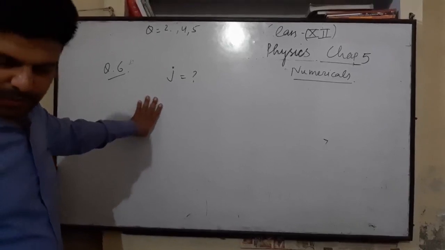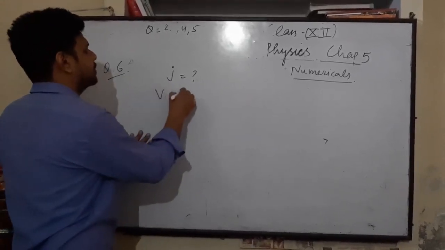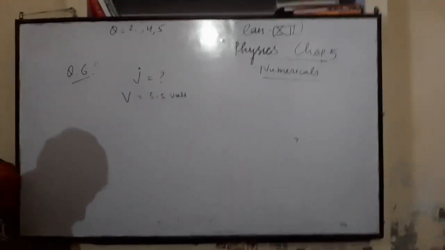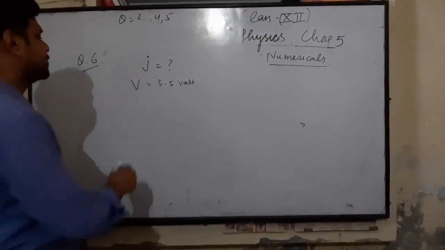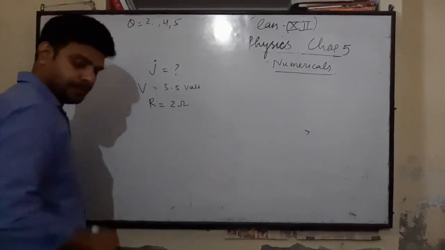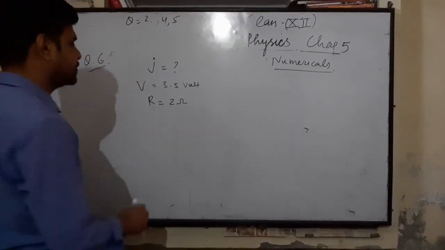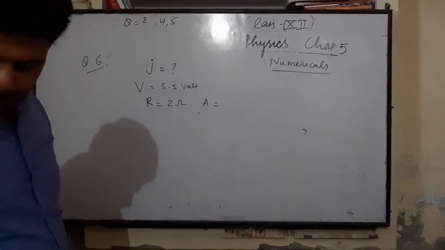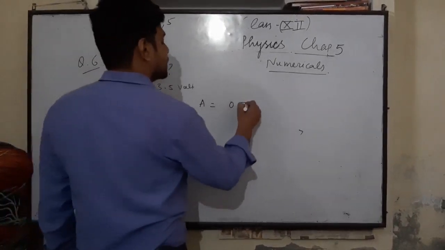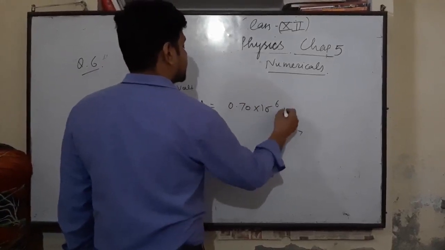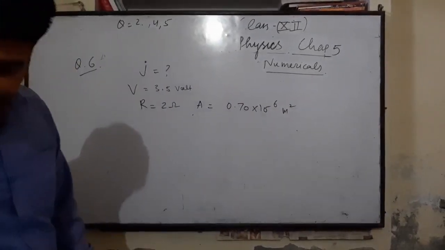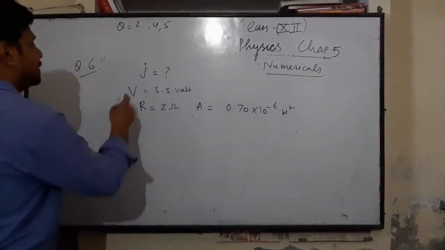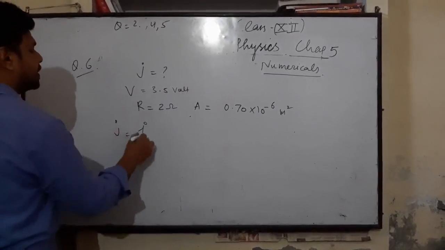In a uniform wire connected to a battery of EMF V equal to 3.5 volt and negligible internal resistance, the resistance of the wire R is equal to 2 ohm and the area of cross section A is equal to 0.70 into 10 to the power minus 6 meter square. So we have to find the current density. Current density J is equal to I over A.